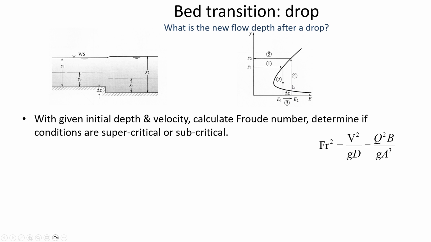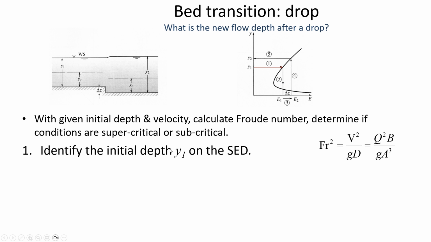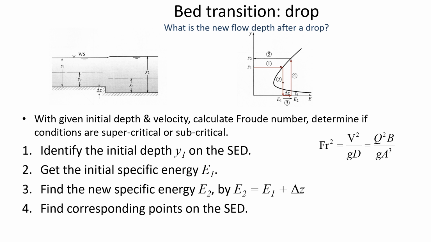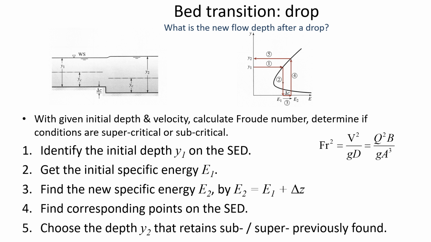And then we're going to go up and intercept the specific energy diagram, and there are two routes, the supercritical and the subcritical, but since it was subcritical before the step, it's going to stay subcritical. So you can find out what the new depth is by looking at the specific energy diagram. Again, to summarize, you start with this initial depth, go down to find out the amount of specific energy. You increase the specific energy by the amount of delta Z, which is the step distance, and then you find the subcritical route, and that would give you the new depth downstream.